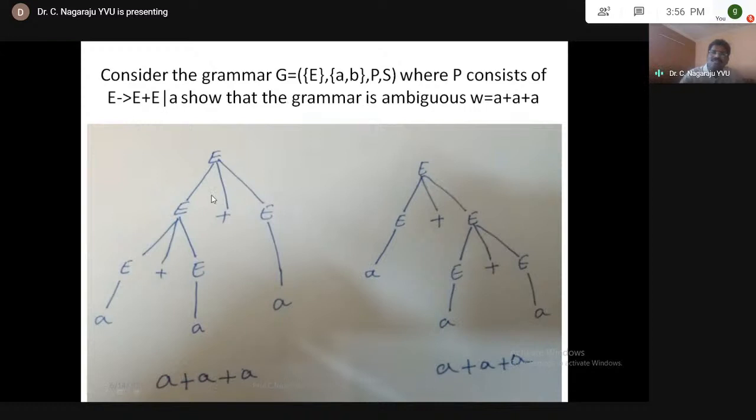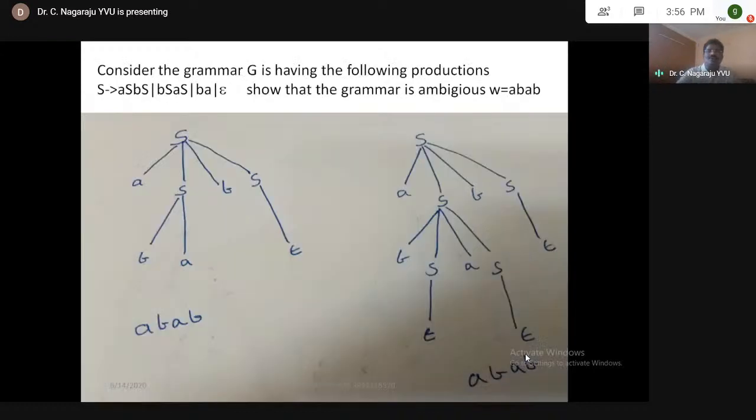This is the leftmost derivation, and this is the rightmost derivation. E is equal to E plus E, and this E is replaced with A, and this E plus E, A and A, again you get A plus A plus A. That means you get two derivations, one leftmost and another rightmost. So this grammar is also an ambiguous grammar, right?